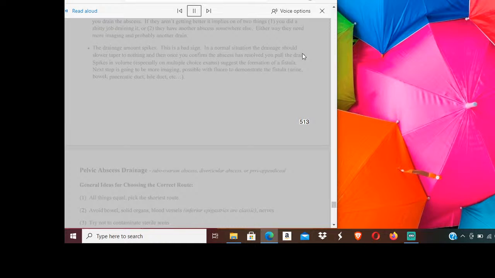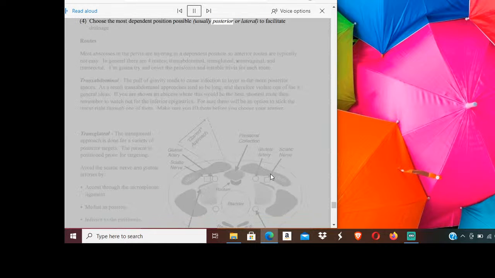513. Pelvic abscess drainage, tubo-ovarian abscess, diverticular abscess, or periappendiceal. General ideas for choosing the correct route. 1. All things equal, pick the shortest route. 2. Avoid bowel, solid organs, blood vessels (inferior epigastrics are classic), and nerves. 3. Try not to contaminate sterile areas. 4. Choose the most dependent position possible, usually posterior or lateral, to facilitate drainage.